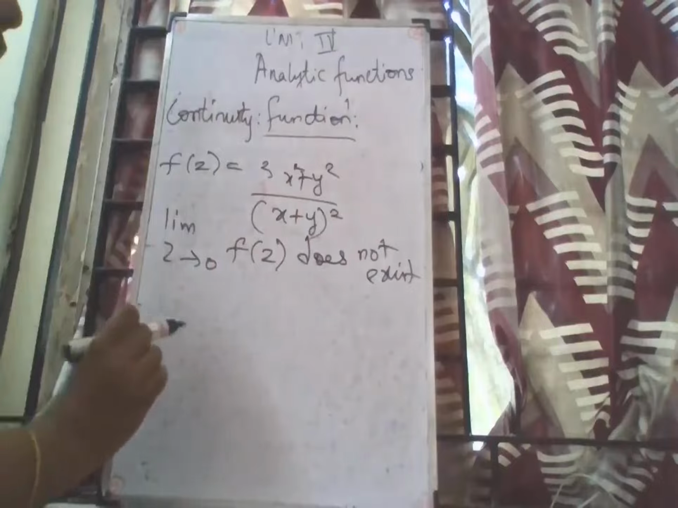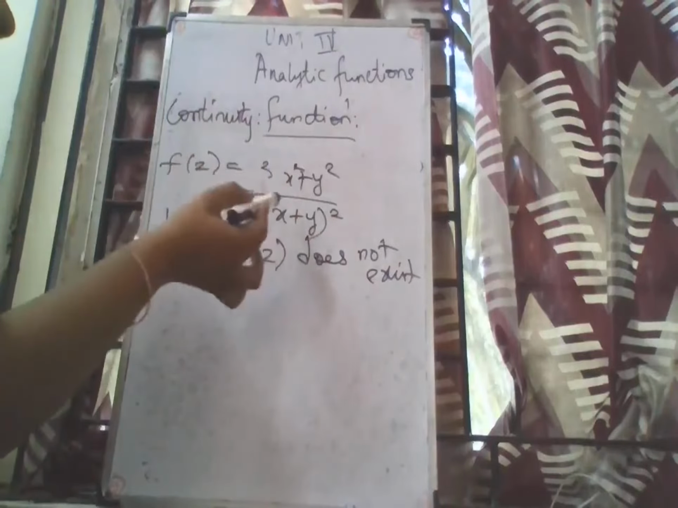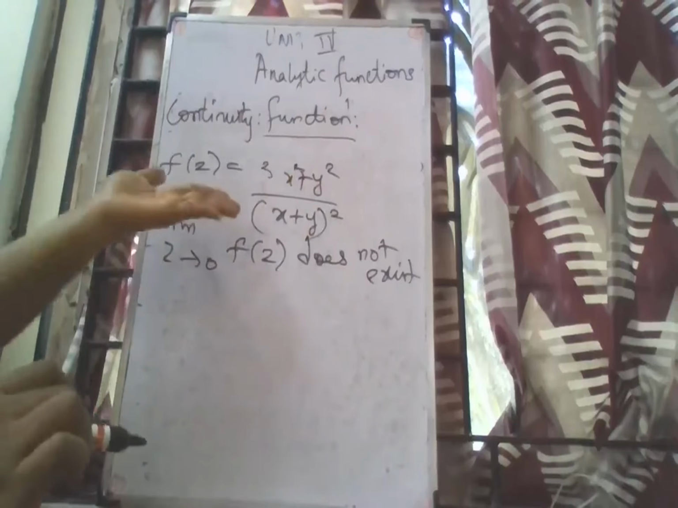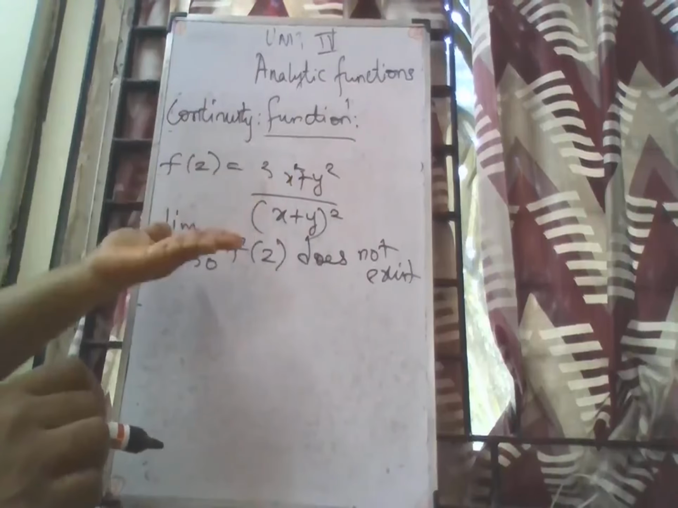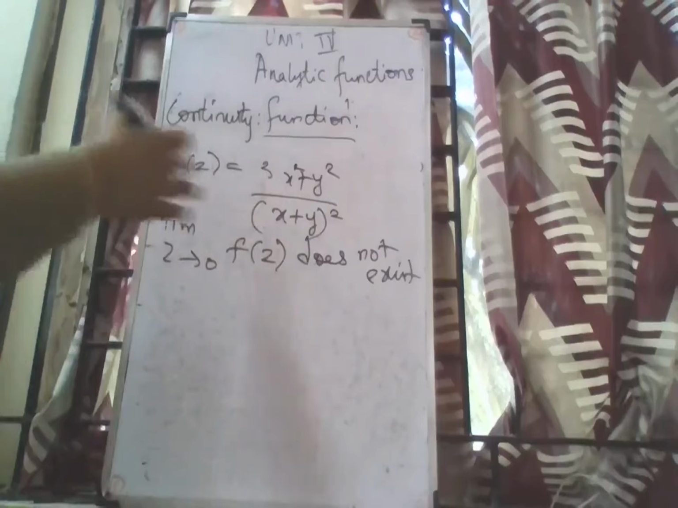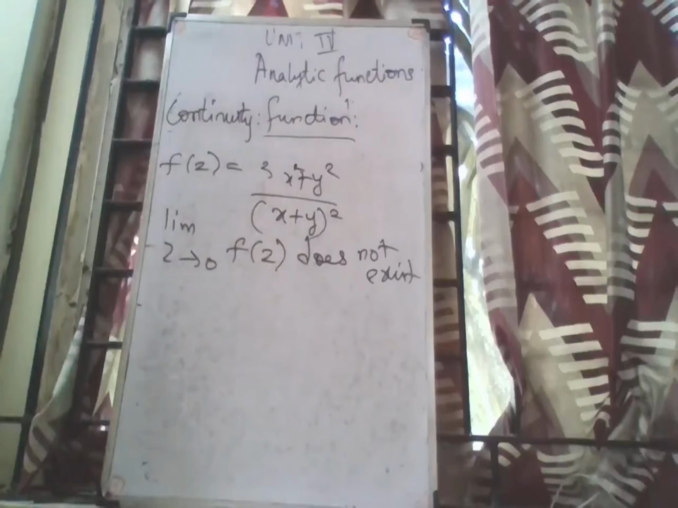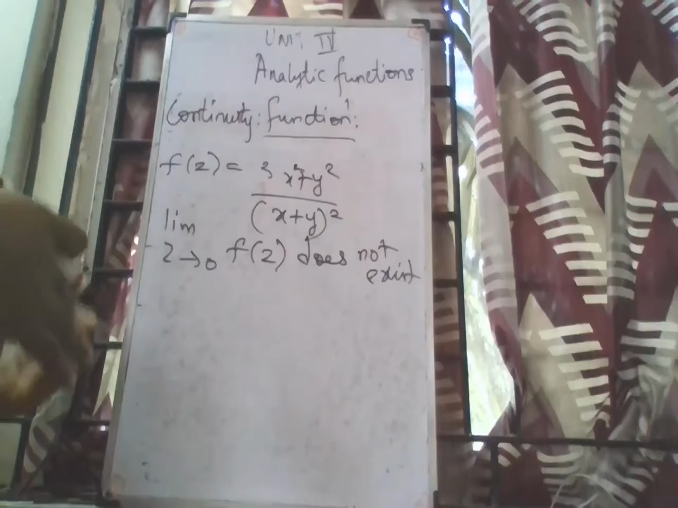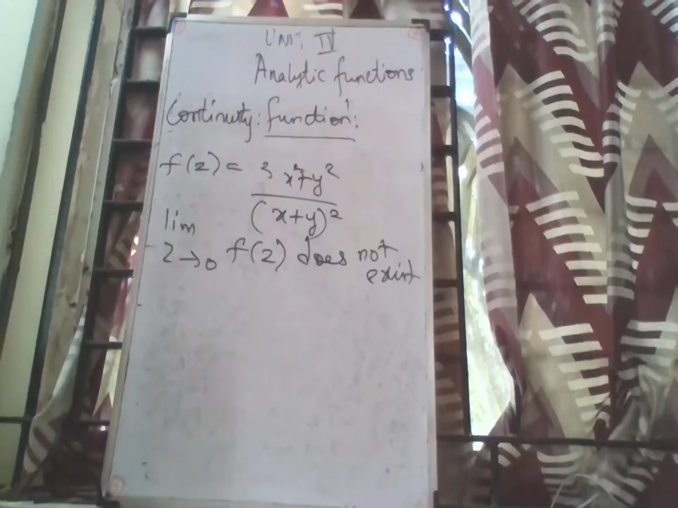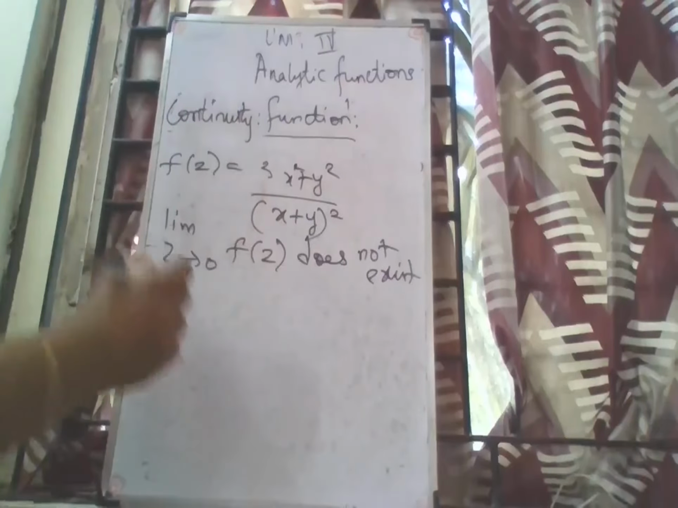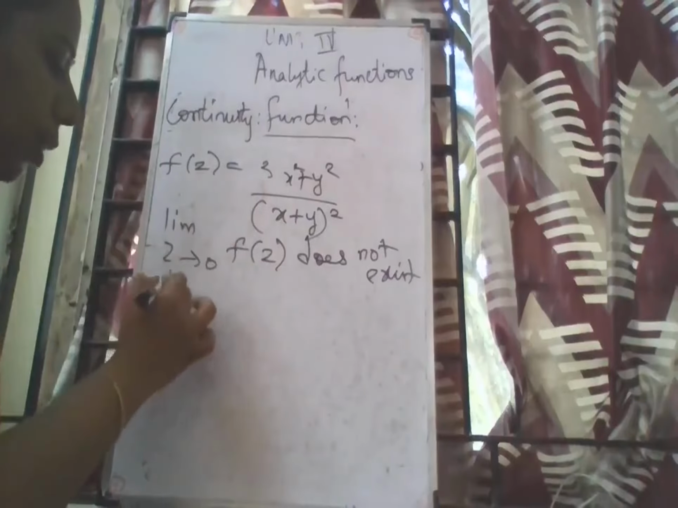Just wait and watch. They have defined the function as 3x square plus y square by x plus y the whole square. This is arbitrary: for all values of x and y, I'll get different values. But I don't have a definite path for this function, isn't it? I need a path to determine whether the limit exists or not, because by just seeing this function it is very difficult to find.